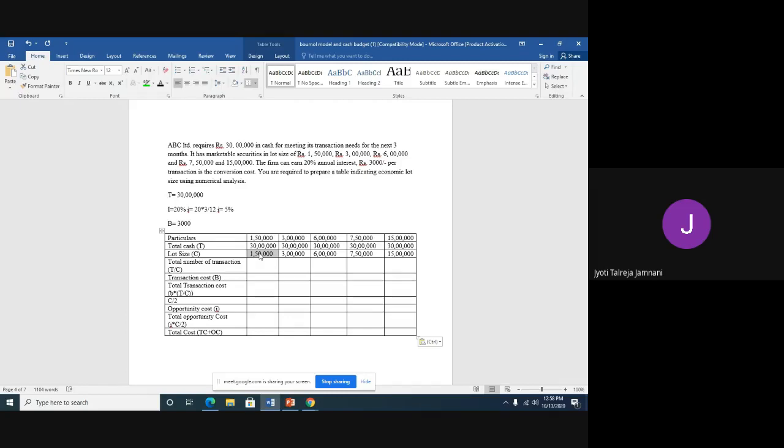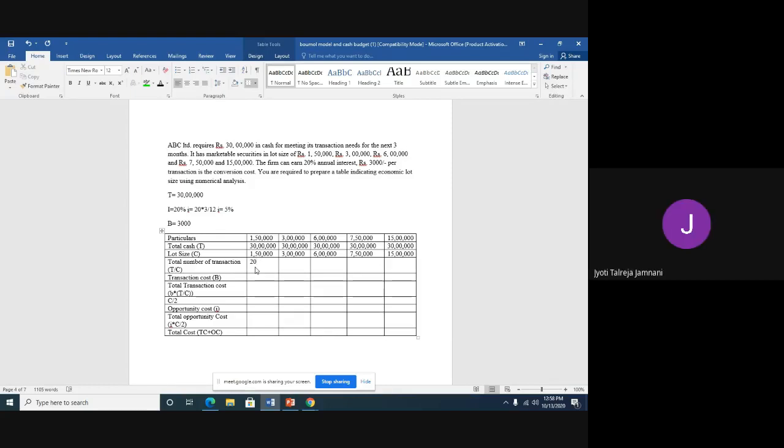Now I have the value of T and C. So I have to find the total number of transactions, for which I'll have to do T by C. So if I do 30 lakh divided by 1,50,000, I get how many? 20. Yes, 20.